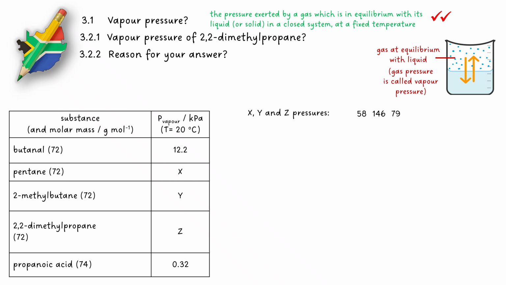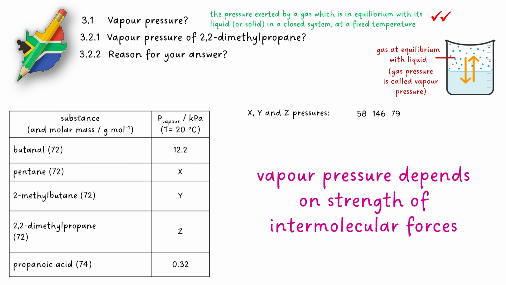So we can define vapor pressure as the pressure exerted by a gas which is at equilibrium with its liquid in a closed system at a fixed temperature. The vapor pressure of a substance at a certain temperature is dependent on how volatile it is, that is, how easily it evaporates, and its volatility depends on the strength of the intermolecular forces of attraction.